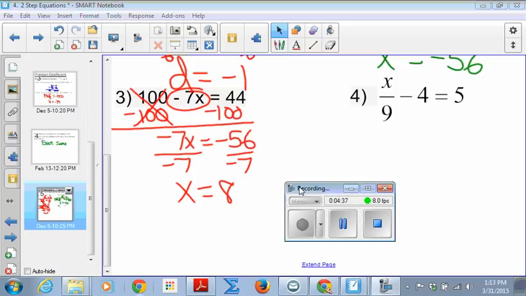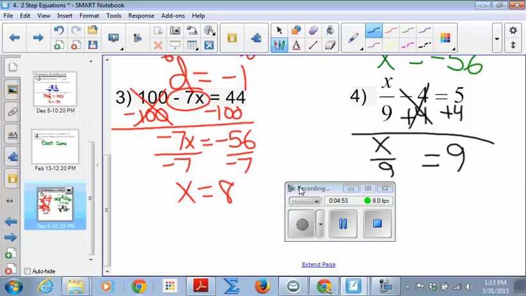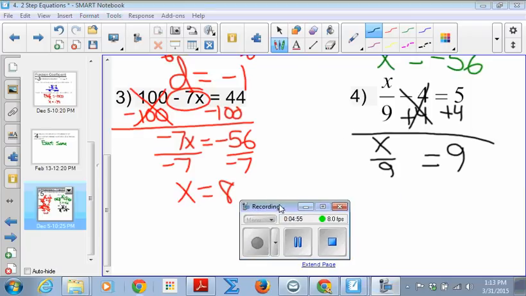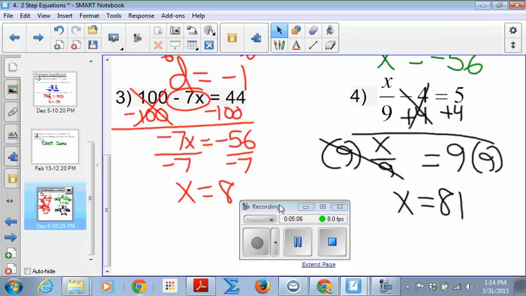And finally, we have x divided by 9 minus 4 equals 5. Want that x divided by 9 by itself. So we will add 4 to both sides. Get rid of that minus 4. 5 plus 4 equals 9. So we now have x divided by 9. To get rid of that, we multiply by 9. Do the exact opposite. Leaves us with x equal to 81. This concludes your lesson on solving two-step equations.